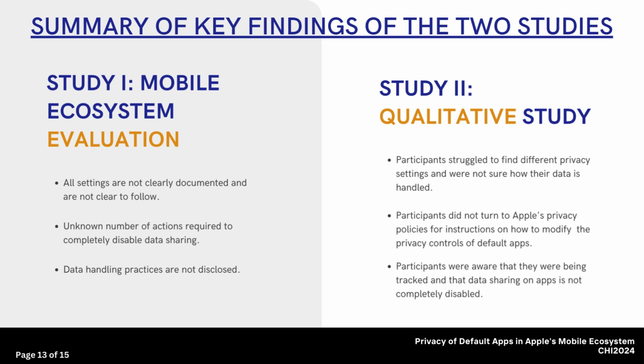As for the second study, we found that participants struggled to find different privacy settings and were not sure how their data is handled. Participants did not turn to Apple's privacy policies for instructions on how to modify the different privacy controls of default apps. Participants were aware that they were being tracked and that data sharing on apps is not completely disabled.